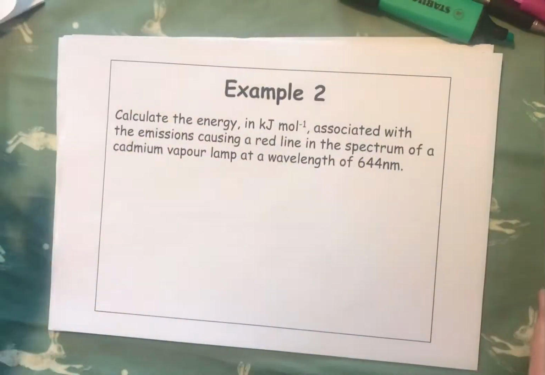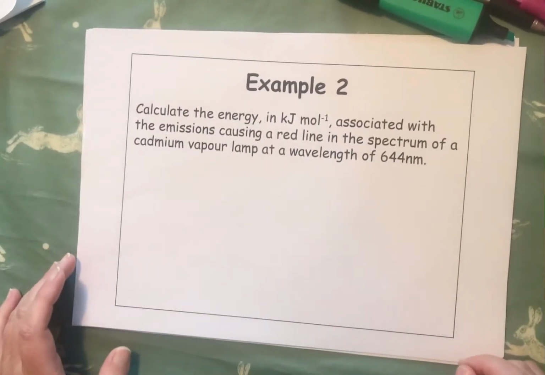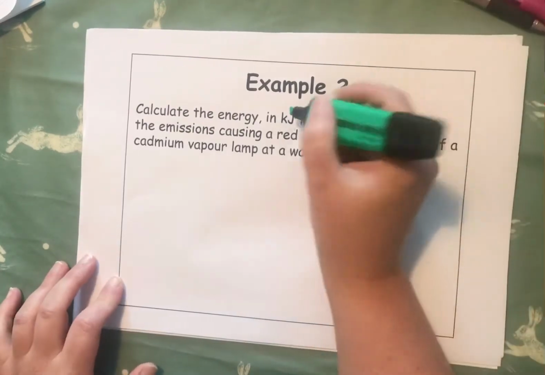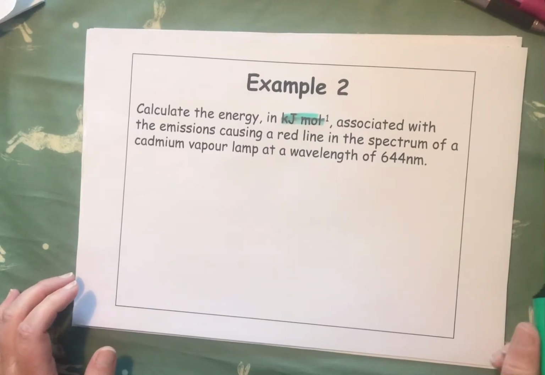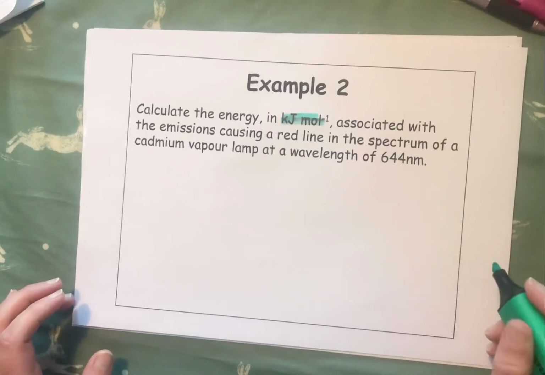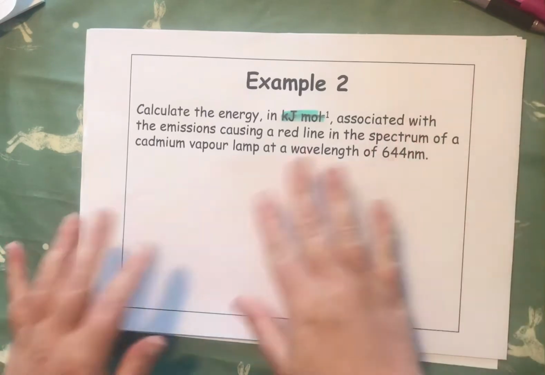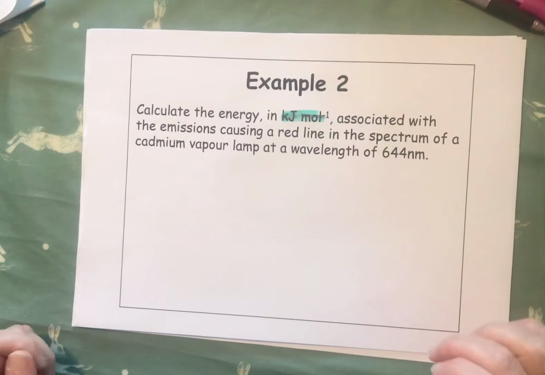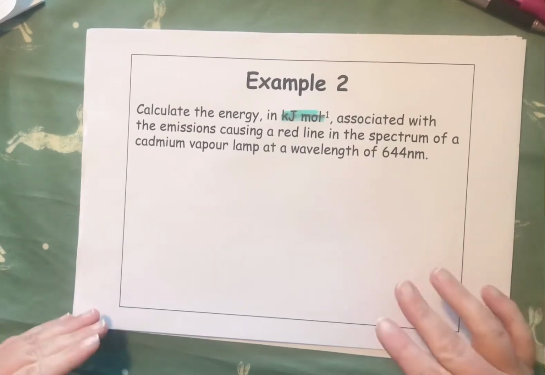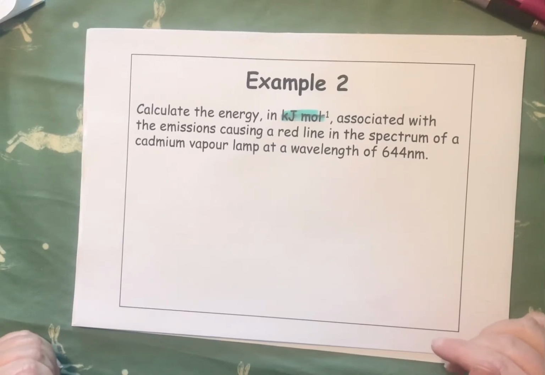Okay, so for the second example in the PowerPoint, you're asked to calculate the energy in kilojoules per mole, which is quite important, associated with the emissions causing a red line in the spectrum of a cadmium vapour lamp at a wavelength of 644 nanometers. Now, all this stuff about emissions and the spectrum of a cadmium vapour lamp, you haven't looked at yet, but it doesn't matter because you've got enough information there to do this calculation based on what you have done.